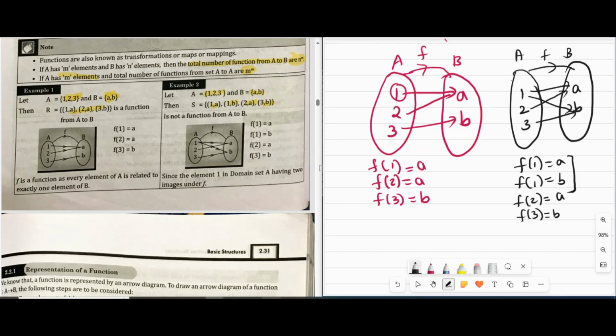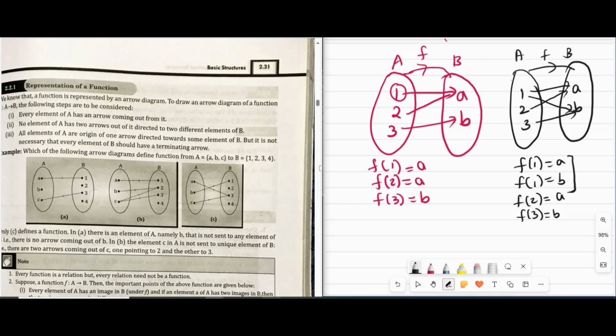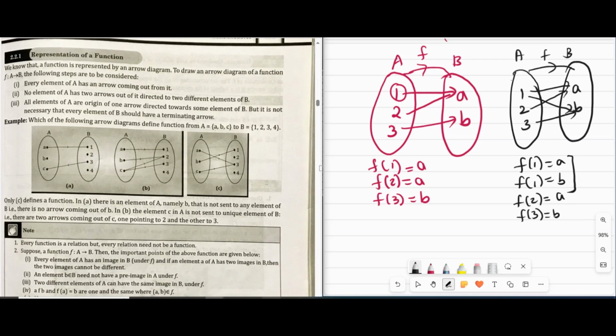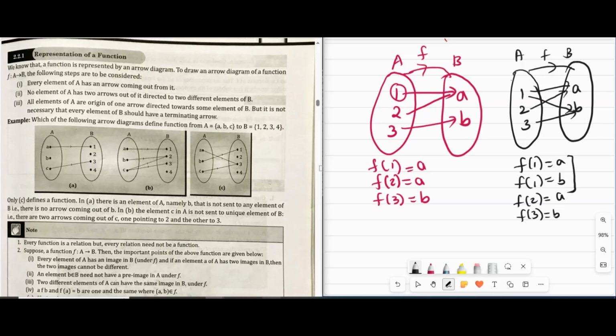Okay, then moving on to the next one, we have the representation of a function. Every element of A has an arrow coming out from it. Okay, it should be there. The steps should be followed. No element of A has two arrows out of it directed to two different elements of B. So how do we represent a function? All elements of A originate one arrow directed towards some element of B, but it is not necessary that every element of B should have a terminating arrow.